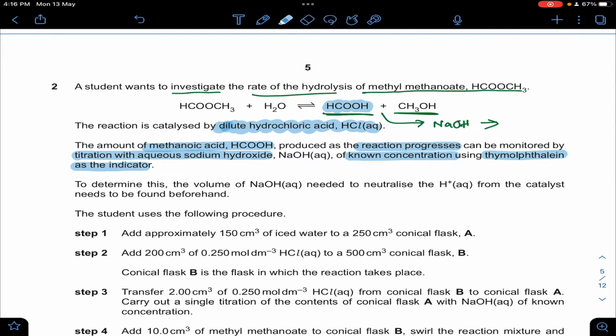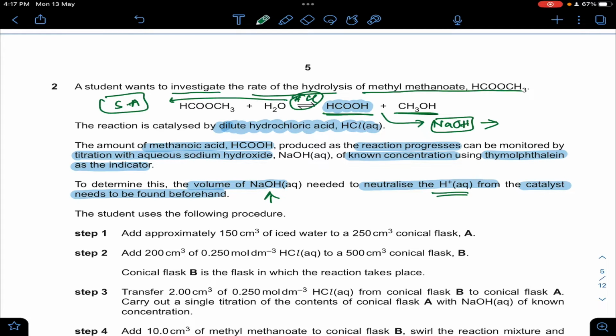To determine this, the volume of sodium hydroxide needed to neutralize the H plus ion from the catalyst needs to be found beforehand. Now, this is very important because we are using HCl as a catalyst and hydrochloric acid is a strong acid. So, obviously, if we add sodium hydroxide, it will initially react with HCl, and once HCl is completely neutralized, then it will react with methanoic acid. So we have to find out the volume of NaOH which is needed to neutralize the H plus ion from the catalyst.